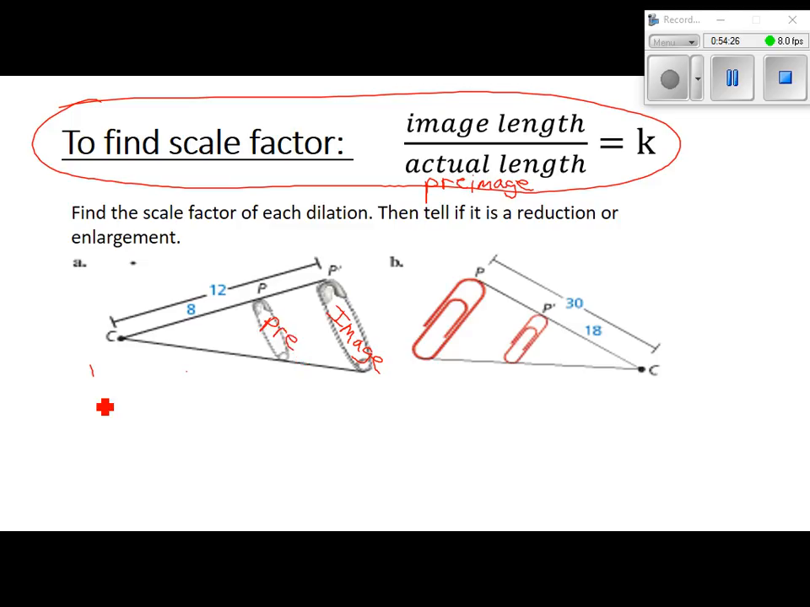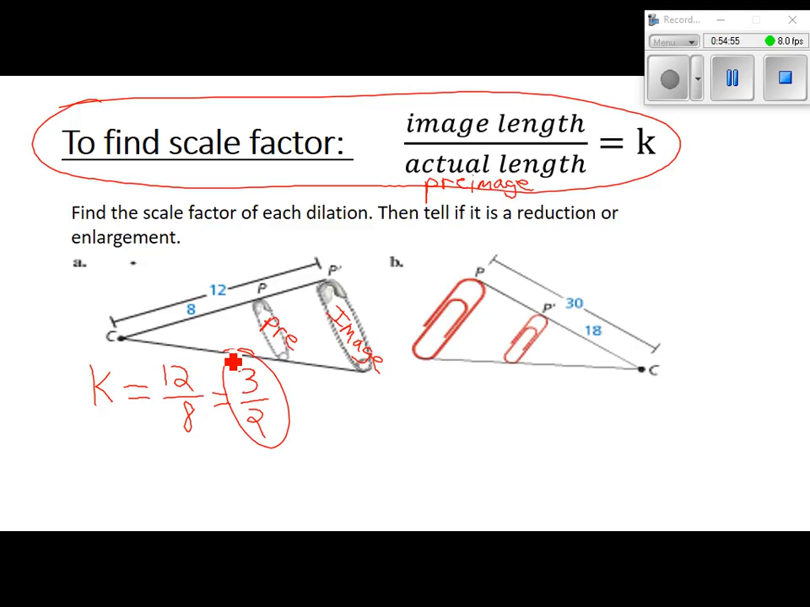Now when I'm looking at that to find our K then, what number goes with the image? The 12. That goes on top. What goes with the pre-image? 8. That goes on bottom. If I reduce this, what will go into both 12 and 8? 4. 4 will go into 12 three times, into 8 two times. What's our scale factor? 3 over 2.